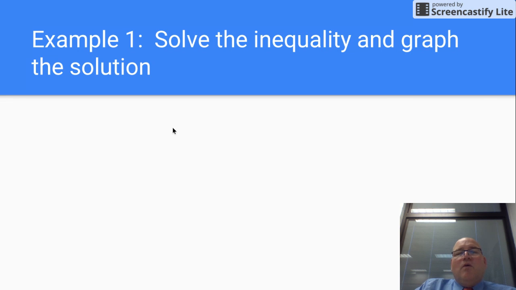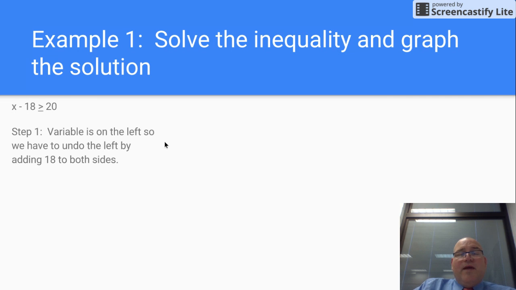Example 1. Solve the inequality and graph the solution. The inequality is x minus 18 is greater than or equal to 20. Notice that x is the variable on the left side of the inequality. So our first step, we have to undo the subtraction on the left. We'll undo it by adding 18 to both sides.